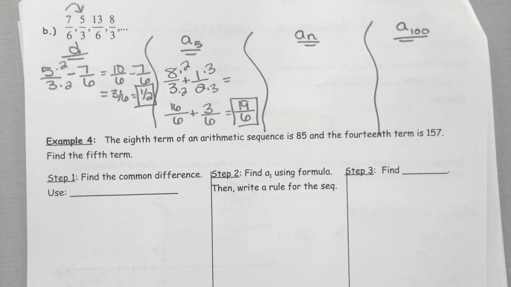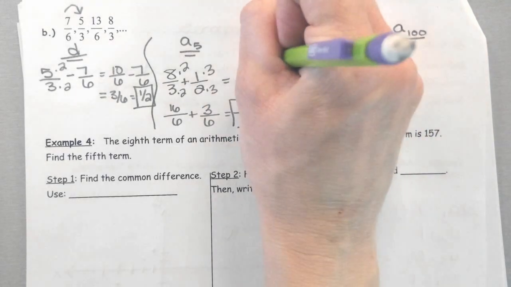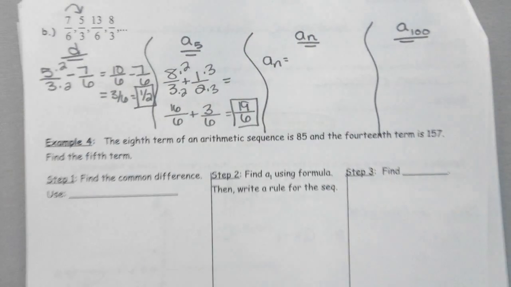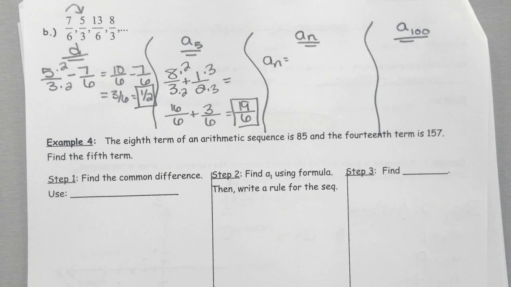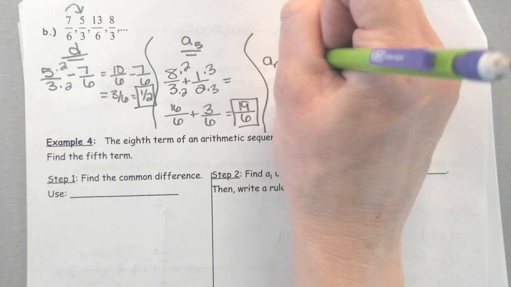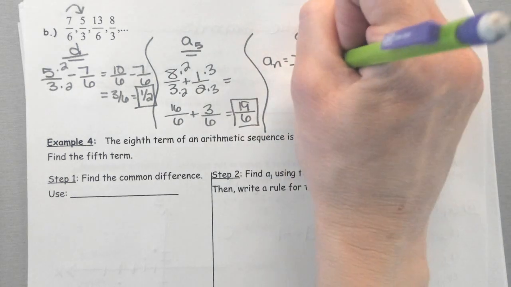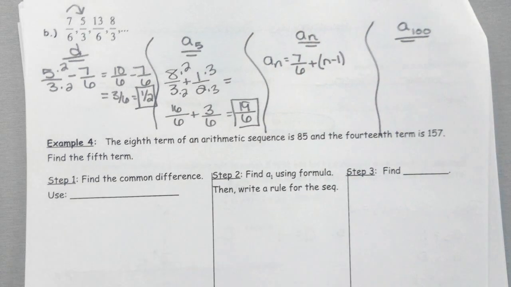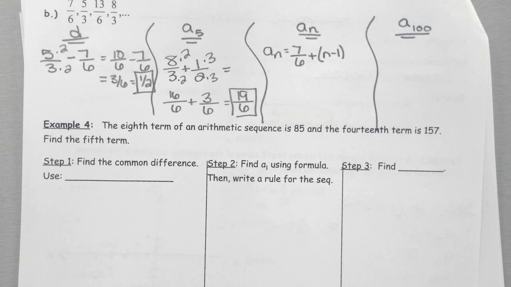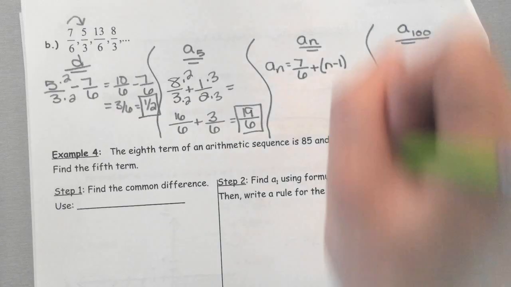Alright, so now, if we think about a sub 100, do we really want to keep on this path and keep adding 1/2? No, that doesn't sound fun. So instead, let's create a formula, so that we have something we can just plug into. So a sub n equals a sub 1. What was my a sub 1? 7 over 6 plus n minus 1. So n minus 1, remember that just stays put. We're not plugging in for the n. Times d. What was my constant difference? 1/2.